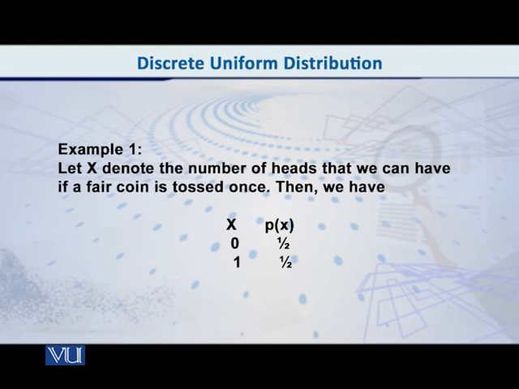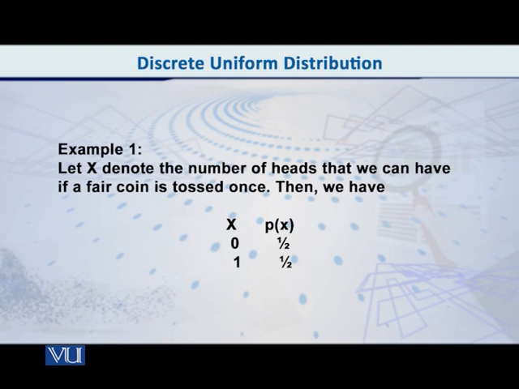Jab aap usko toss hi sirf ek dafa kar rahe hain, to do head to nahi aa sakte na. Agar do dafa toss karte, to obviously X could also have been equal to 2. Abhi, let's stick to this. Just one toss. So X ki values 0 and 1. Aur maine do teen dafa kaha ke it's a fair coin. If it is a fair coin, obviously the probability of getting a head is half, and the probability of getting a tail is also half. So jo second column hai, usme aap likh dein half and half, obviously the sum is 1. So this is a perfect example of a discrete uniform distribution.